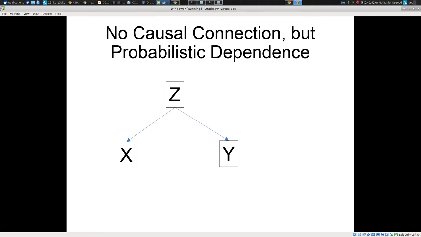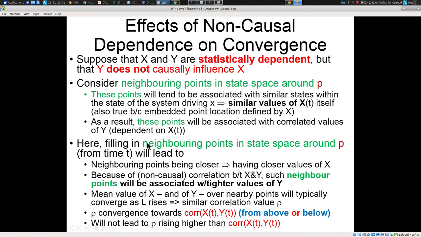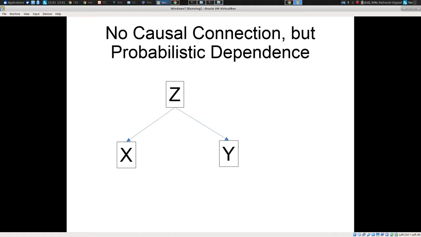So we might have something like this. There's a third factor which influences both of these. So they're statistically dependent on each other. Y and X are dependent, but Y is not causally driving X.